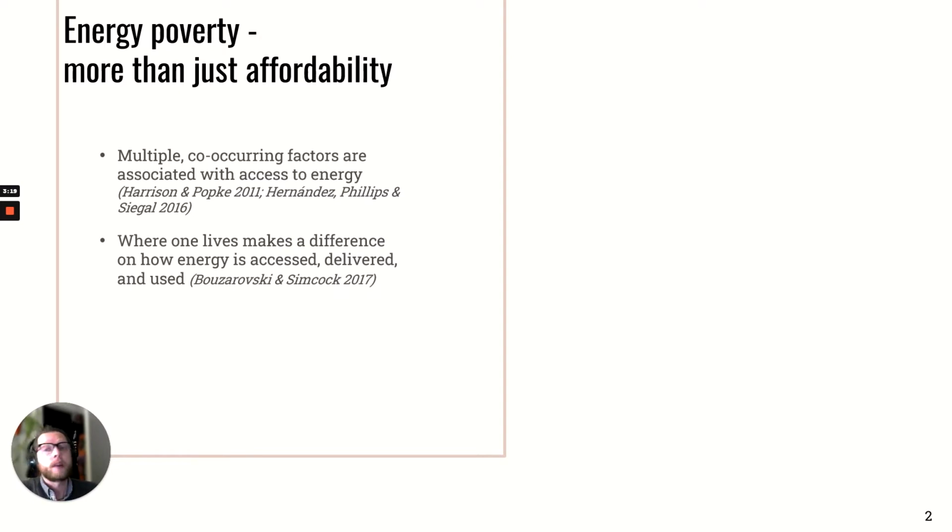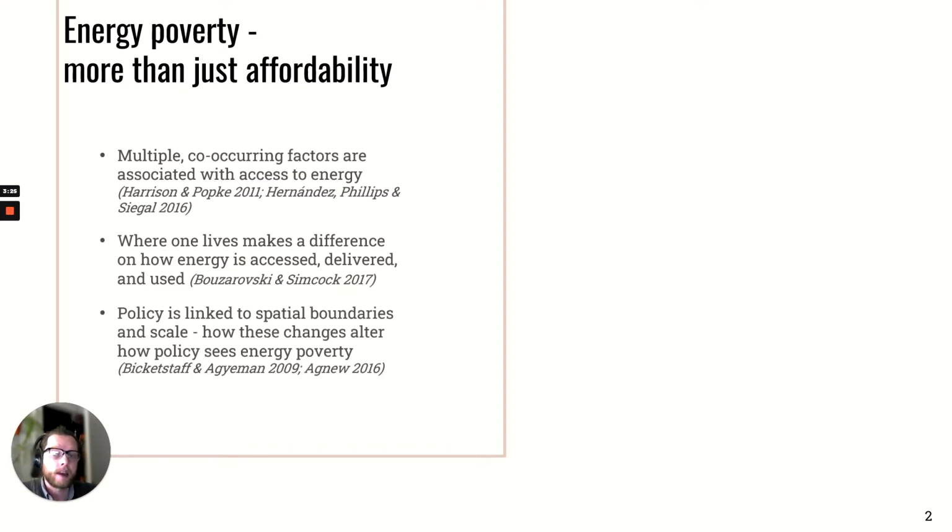Importantly, where one lives makes a difference in how energy is accessed, delivered, and used. So geography plays an important role in energy poverty, and I'm very interested in how policy is linked with this geography, specifically both the spatial boundaries and the scales that we look at. These might change, and it changes the interventions and the different policies that might be in place.